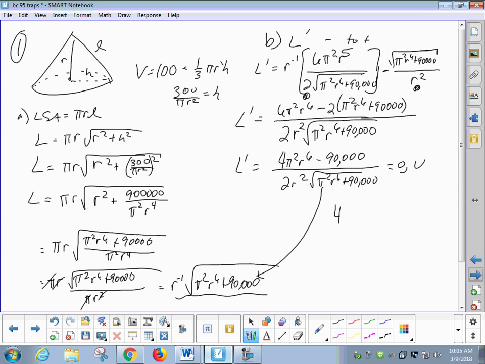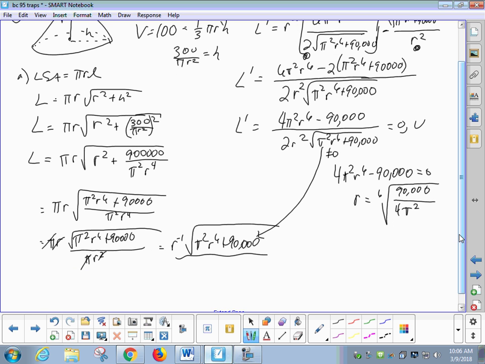I'm going to focus on the numerator zeros, not equal to 0. So if I look at the numerator zeros for my critical numbers, I get r is the 6th root of 90,000 over 4 pi squared. That's fine, I guess I'll leave it like that. I suppose 22,500 over pi squared, whatever. That's cool. That's r.